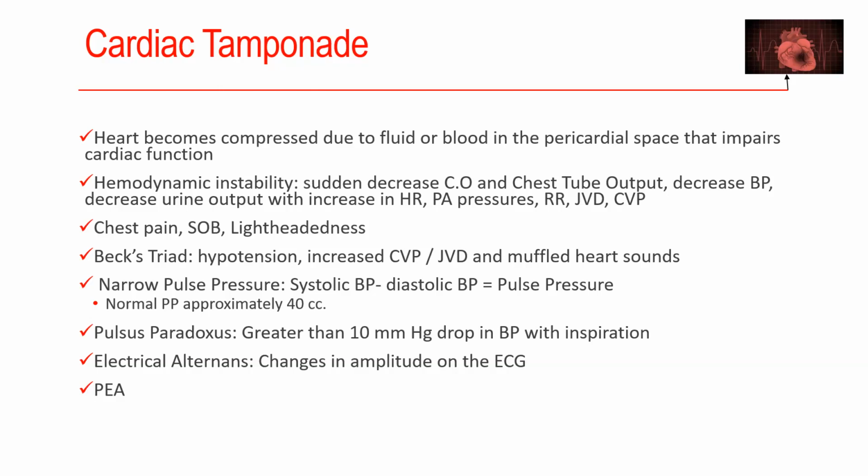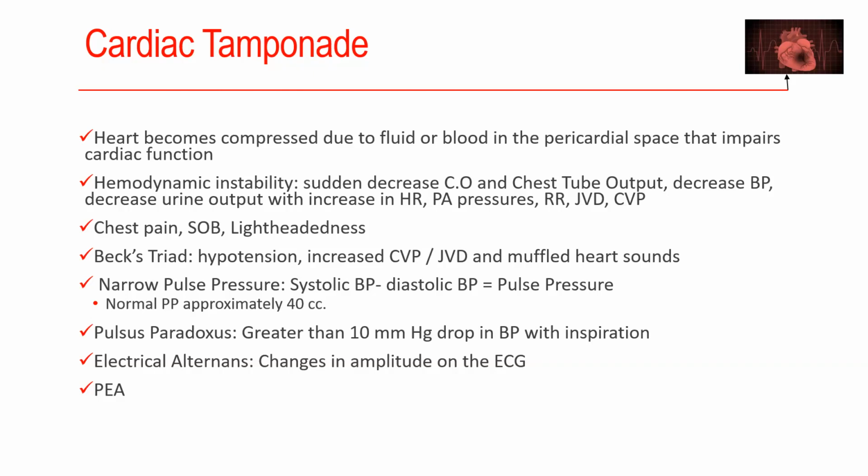Pericardial effusion is typically a slower process. Cardiac tamponade is a rapid process. So you're taking care of a post-op heart or a blunt chest injury and trauma, and all of a sudden, cardiac output drops. They have chest tubes. The chest tube output also tends to drop.